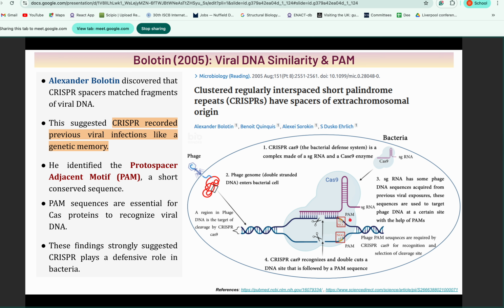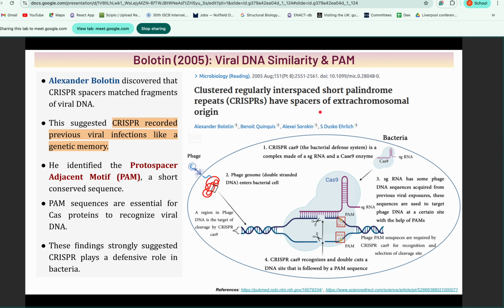So as it is mentioned here, this is the PAM element, and it will recognize the viral DNA. And these findings strongly suggested that CRISPR plays a defensive role in bacteria. So this is the paper in which Alexander Bolotin has mentioned how these elements have spacers which do not belong to the bacteria, but are extra chromosomal elements, or as you can say, they are entering externally into this bacteria.